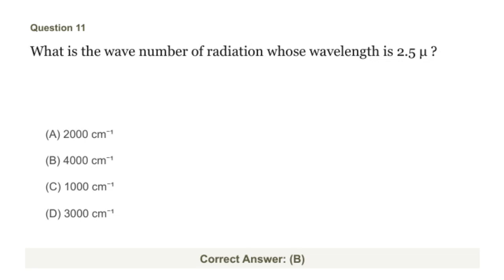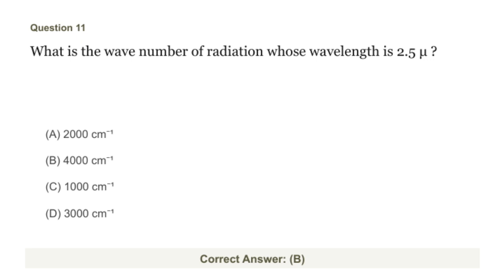All right, let's look at this question about wave numbers. The question asks, what is the wave number of radiation with a wavelength of 2.5 micrometers? Now, remember, wave number is essentially the number of wave cycles per centimeter, and it's inversely related to wavelength. To find it, we use the formula. Wave number equals 1 over the wavelength, but we need to keep our units consistent.